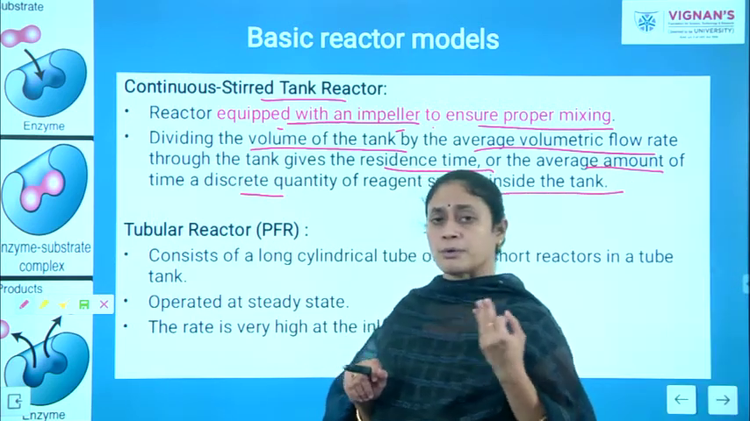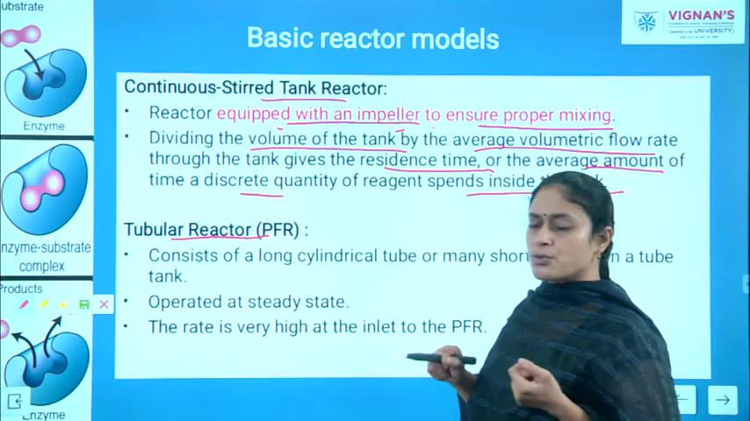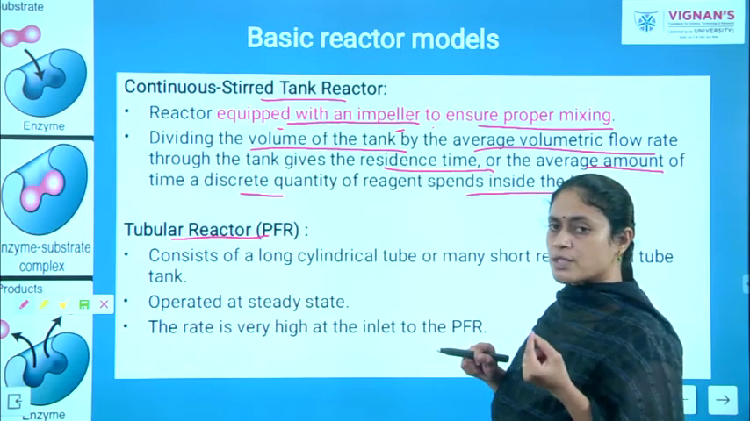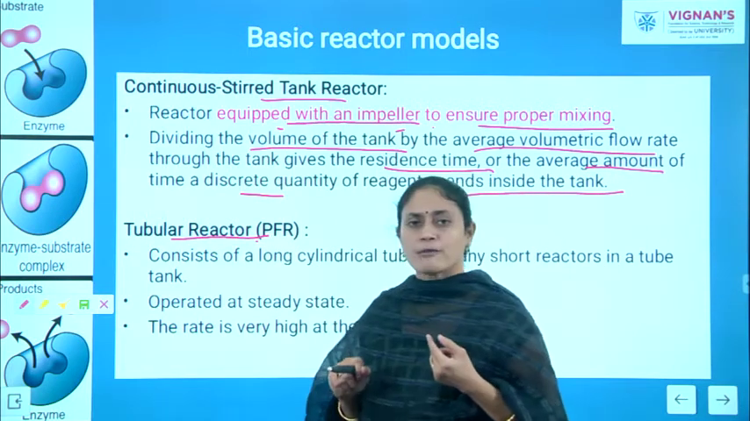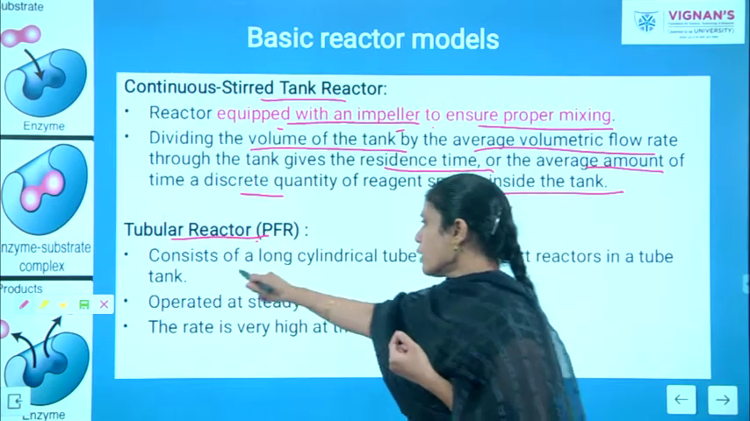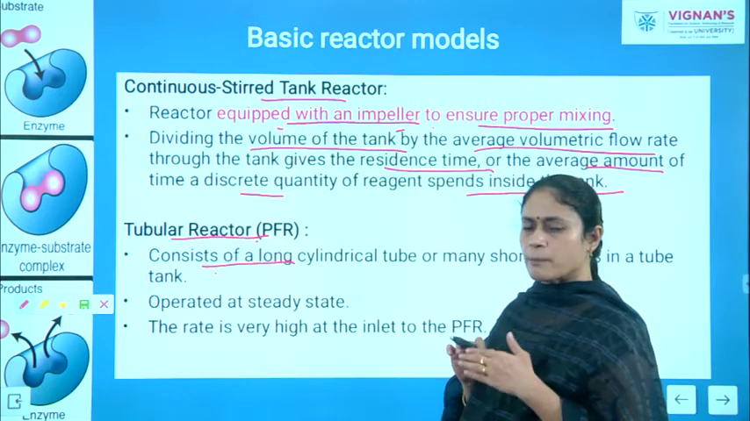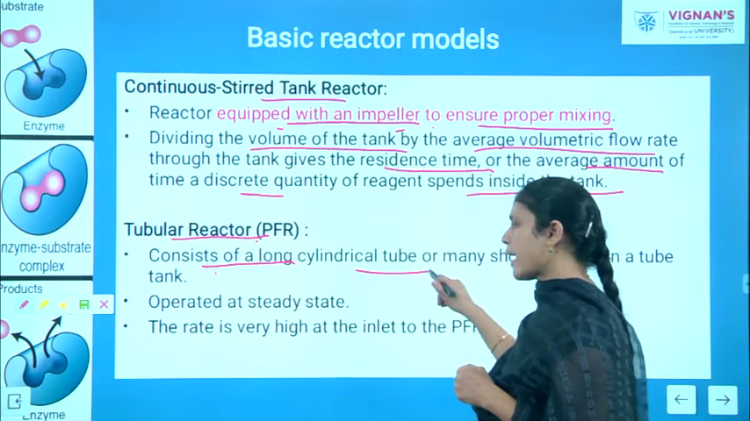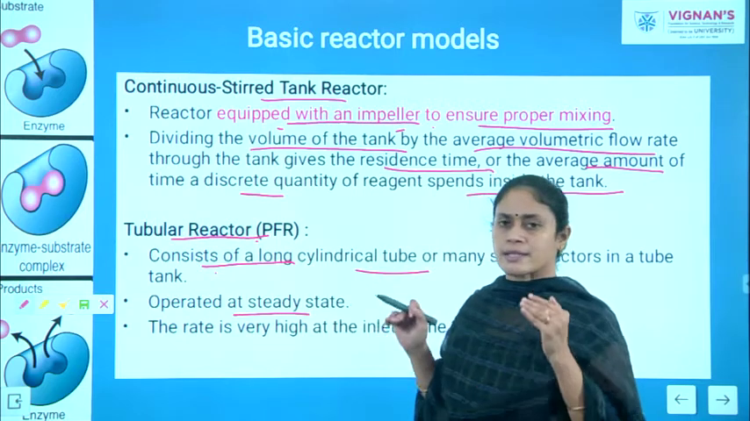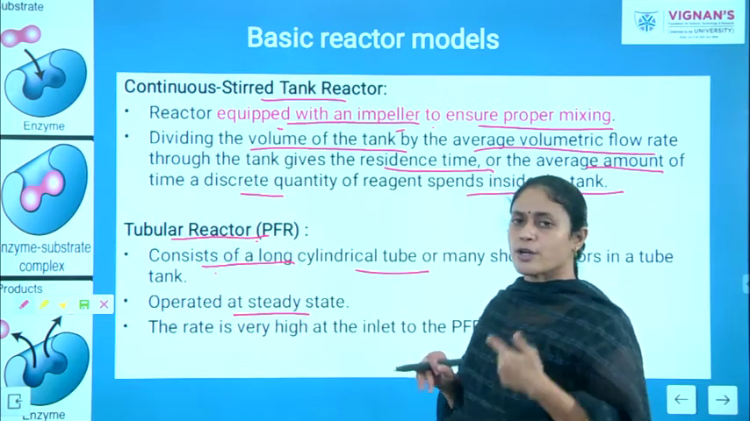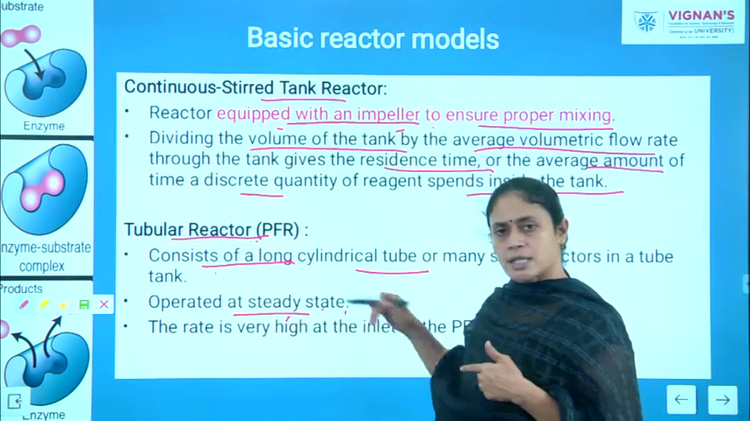Now we are going to study the third basic model of reactor, which is your tubular reactor, which we also represent as PFR, the plug flow reactor. So you can call a tubular reactor a plug flow reactor also. We call it a tubular reactor because the reactor is in cylindrical shape, in the form of a long cylindrical tube. The operation is carried out at steady state, as you have studied in the continuous stirred tank reactor.